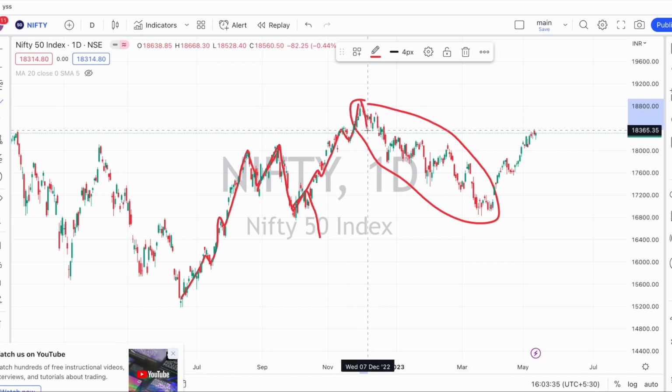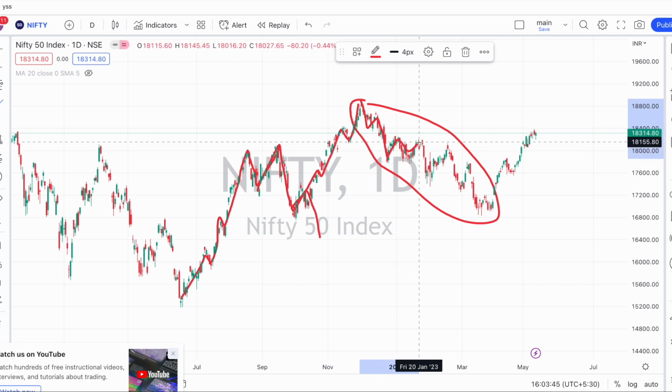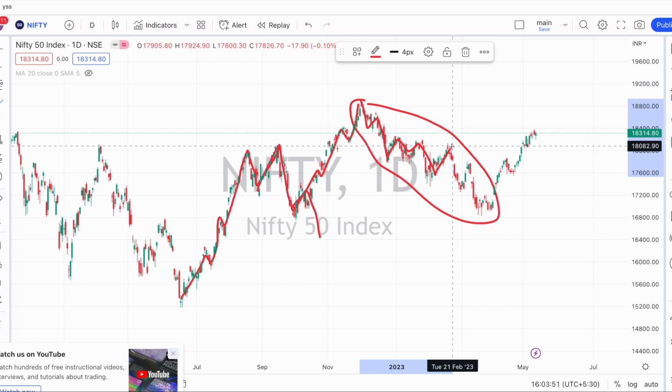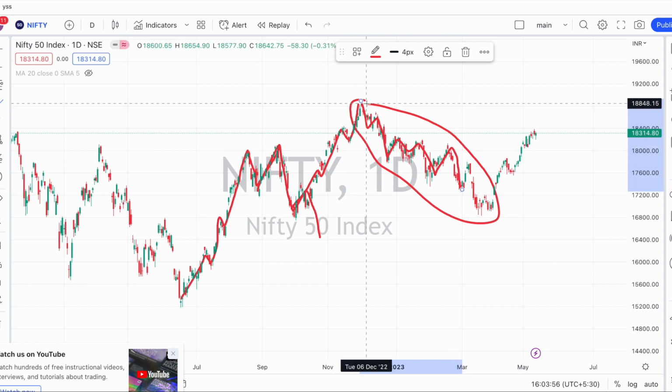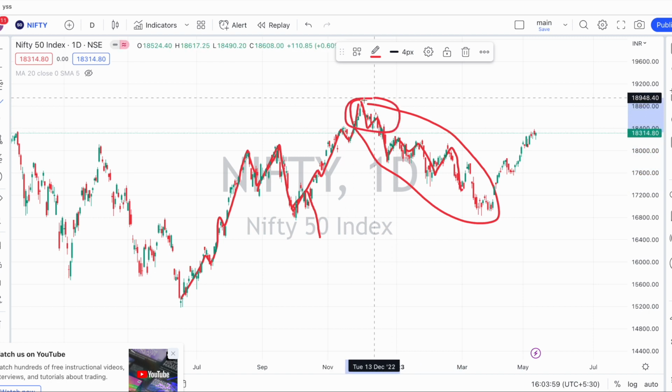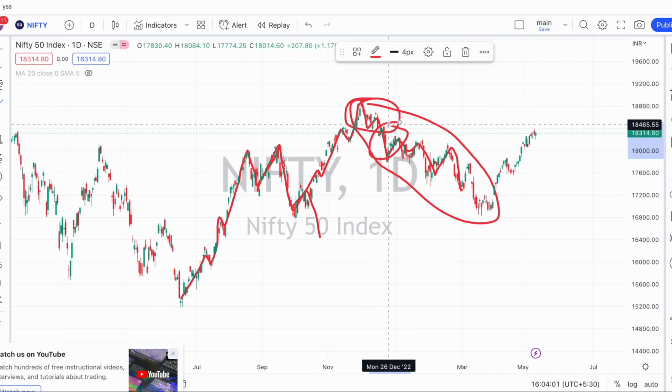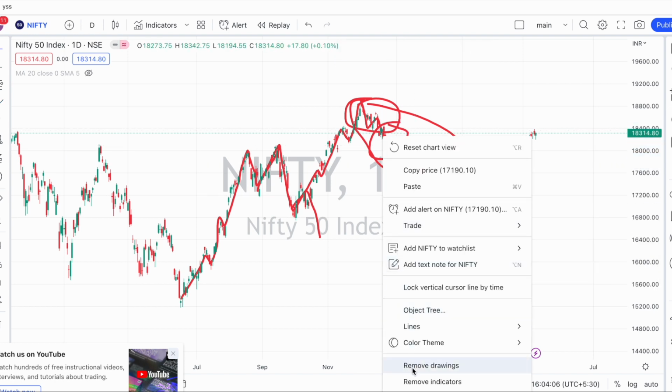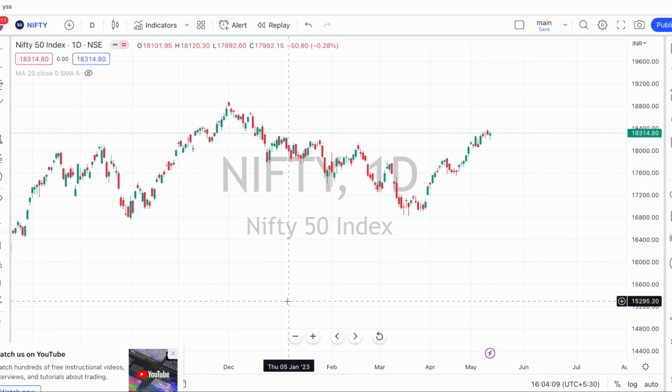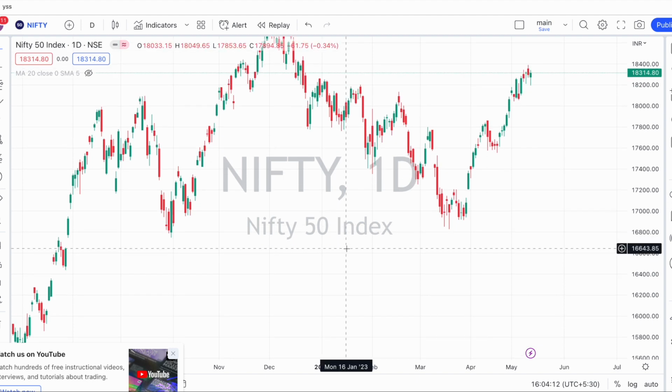strong move from the sellers, weak moves from the buyers. Strong moves from the buyers, sellers, weak moves from the buyers, right? And again, there was a strong move from the buyers and a strong move from the sellers as well, right? But after successive strong moves from the sellers, we could have taken some entries around this particular point over here.